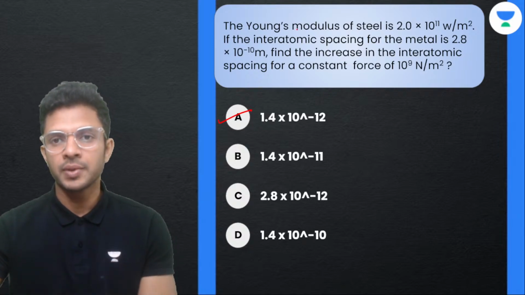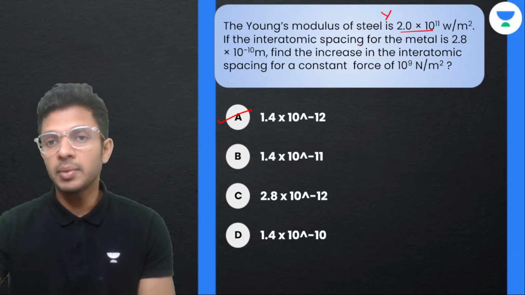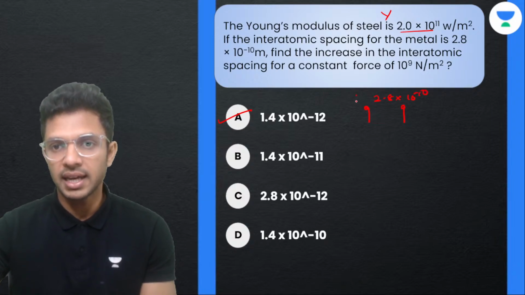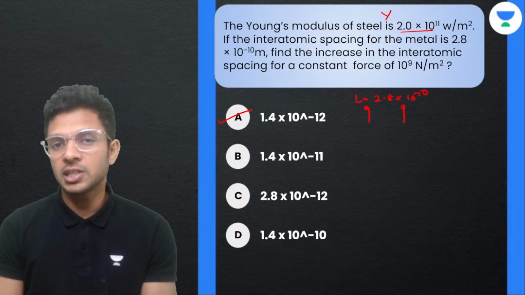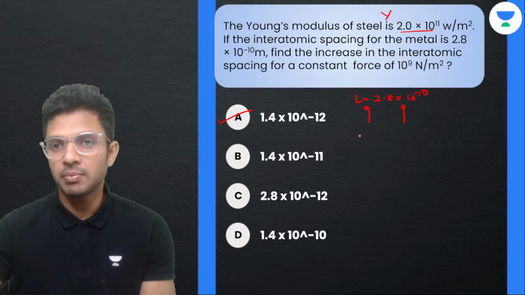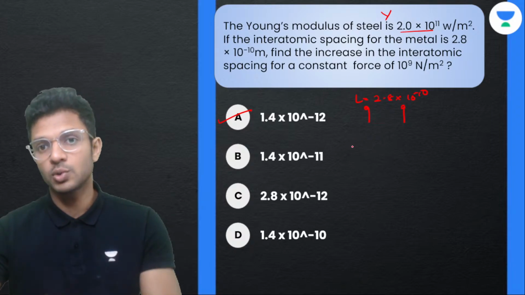Okay, here we go. Young's modulus of steel is given. Y का वैल्यू दे दिया है. And the interatomic spacing for the metal, मतलब if we have two atoms, the distance between the atoms is 2.8 into 10 power minus 10. The length is given. Find the increase in interatomic spacing for a force constant of 10 power 9 Newton per meter square. Newton force है, meter square area है.